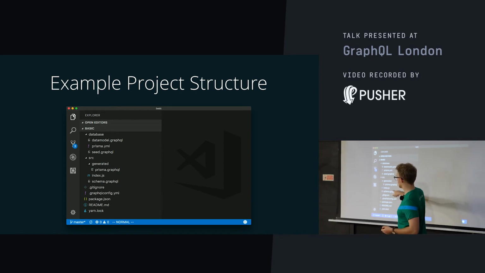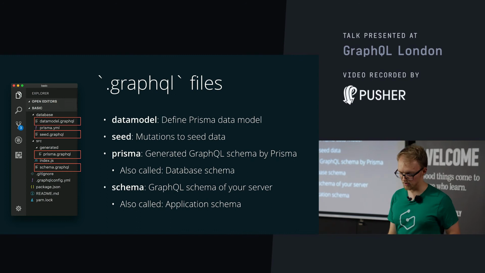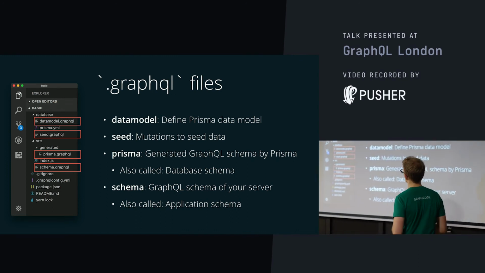Your actual GraphQL server schema you typically express in your own GraphQL file. And here we have a couple of configuration files, package.json, and our GraphQL config, which we learned about before. So let's take a look at some of the files in more detail.